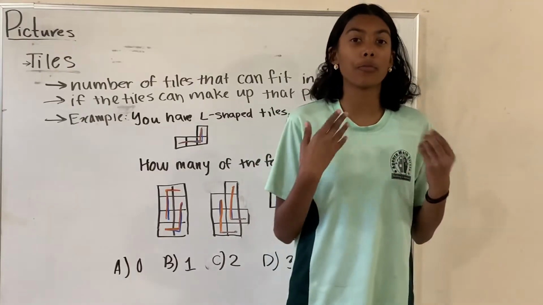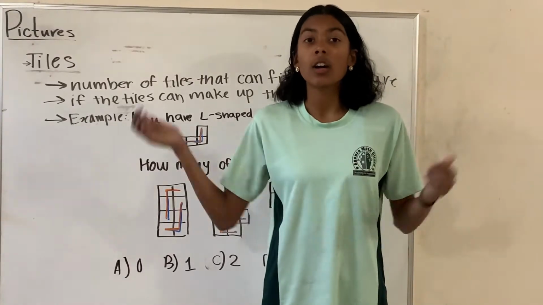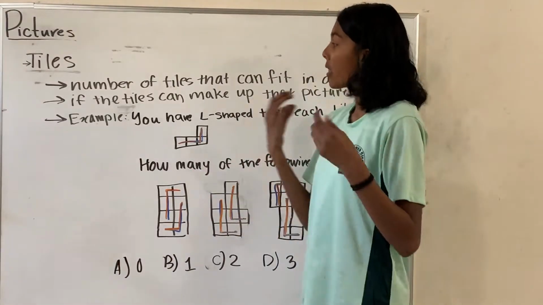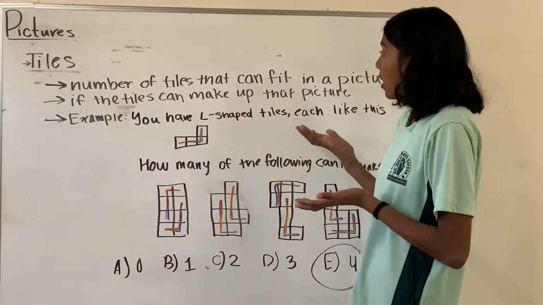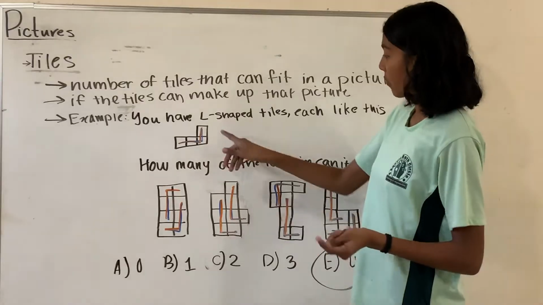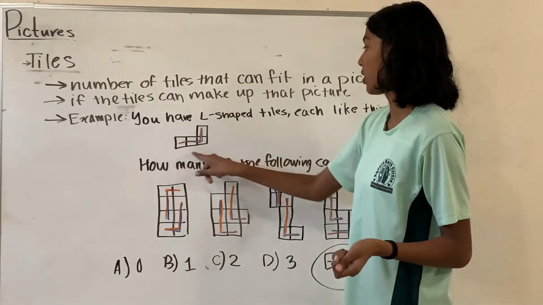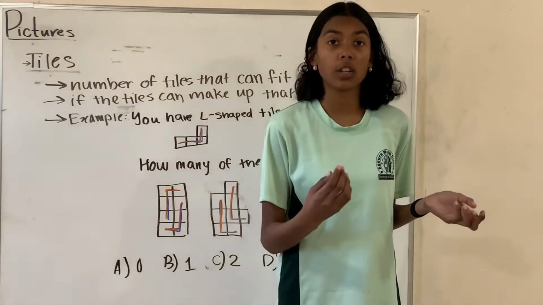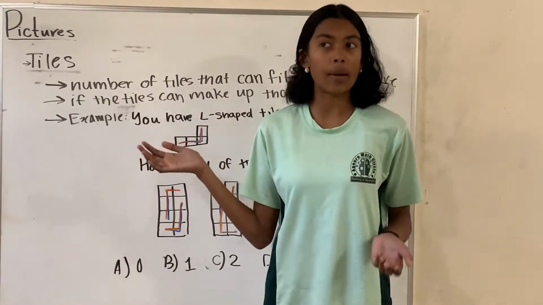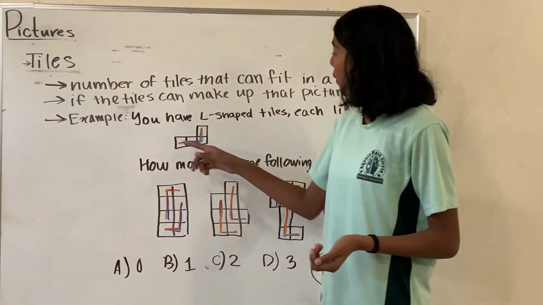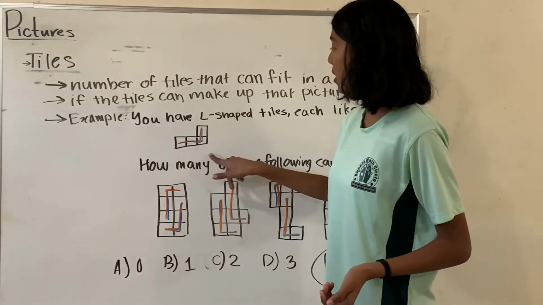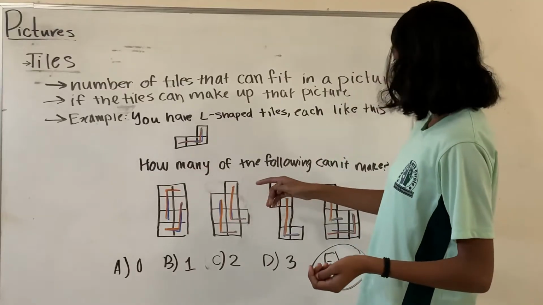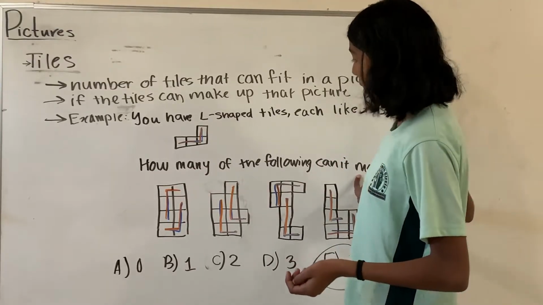Another type of picture problem that you'll encounter is ones with tiles. And when you have a tile problem, they either ask you the number of tiles that can fit into a picture. For example, this is a tile, has 3 and then 1. Or if the tiles can make up that picture. So let's try an example, because that might be a bit confusing at first. So you have L-shaped tiles like this, with 3 on the bottom and then 1 on the top. And then how many of the following can it make?